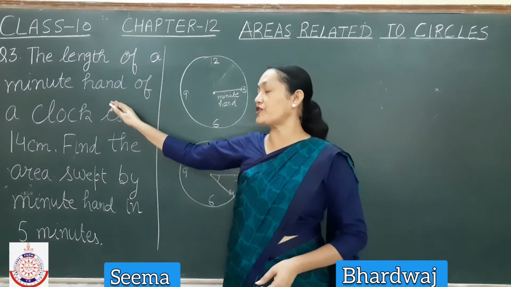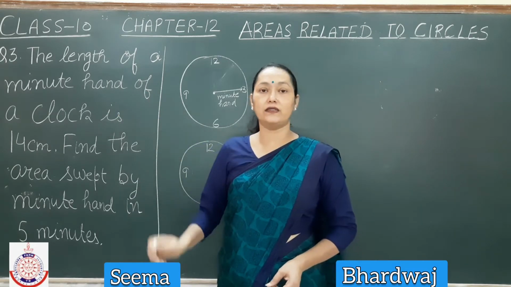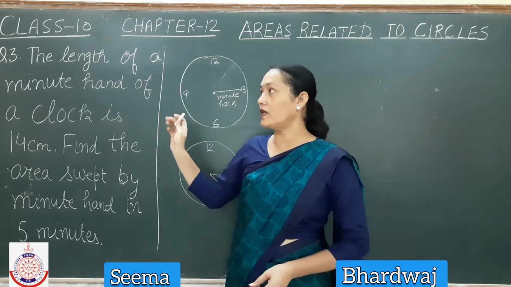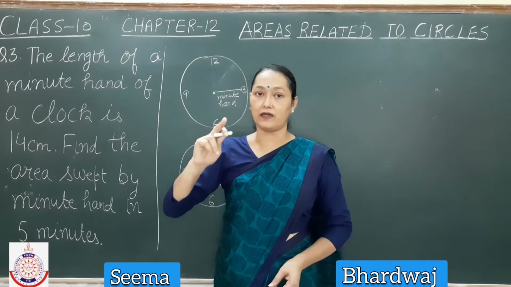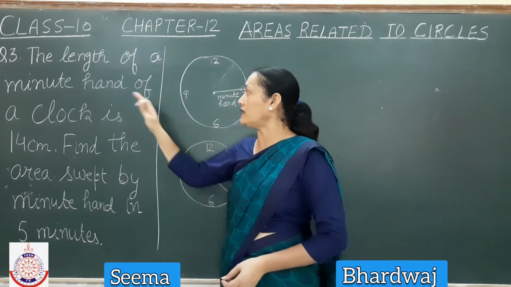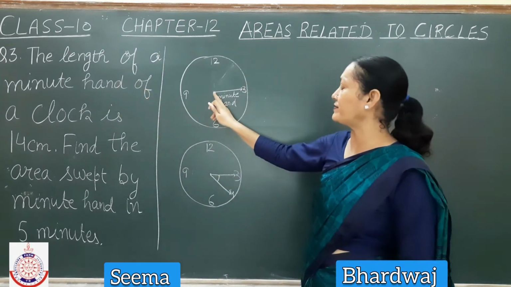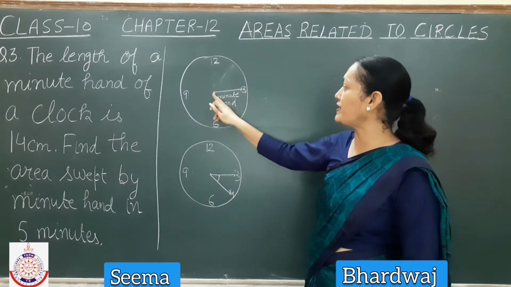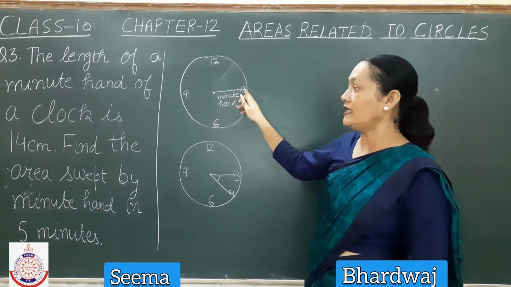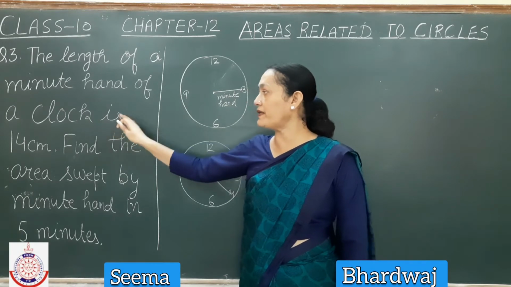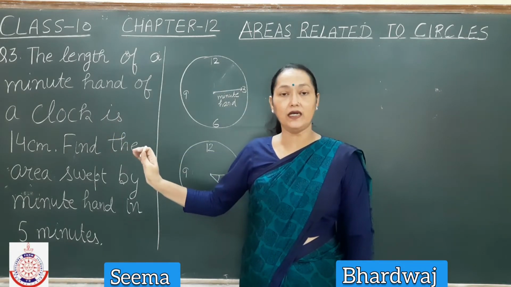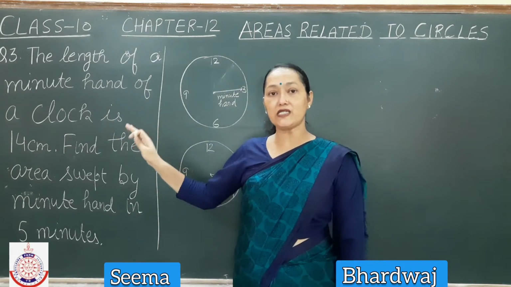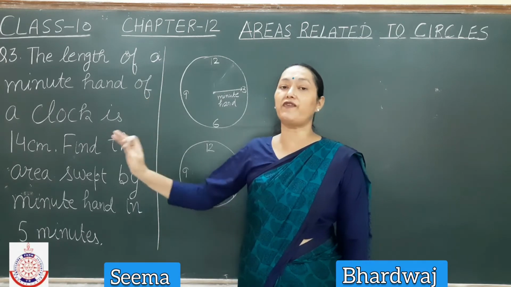In this question, they are talking about a clock. When we talk about a clock, clock means circle. In a clock, the length of the minute hand is given. Minute hand means radius of the circle. They say if the length of the minute hand is 14 centimeter, then we have to tell the area swept by this minute hand in 5 minutes.